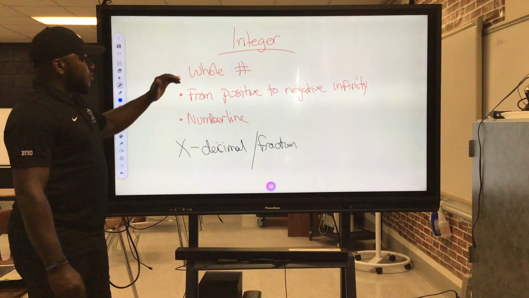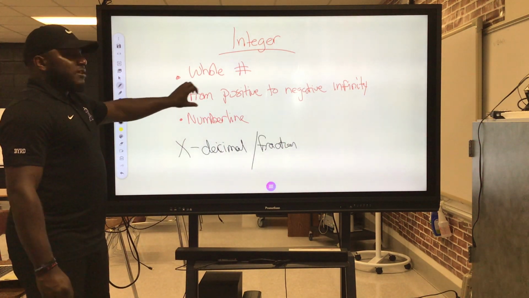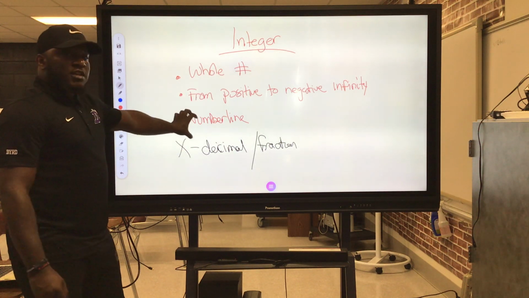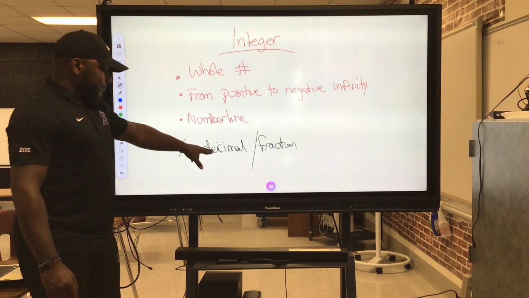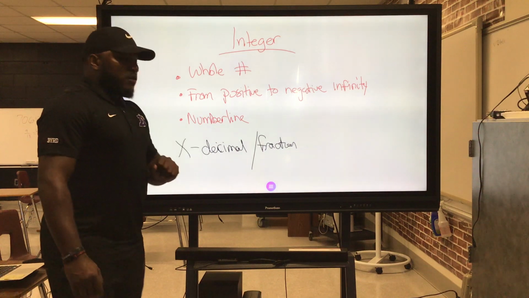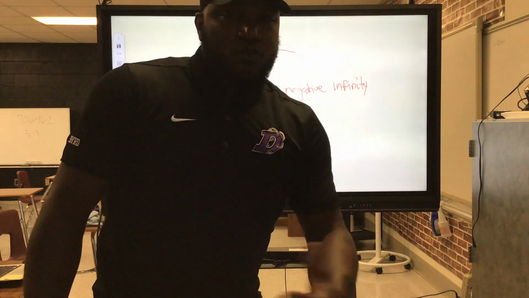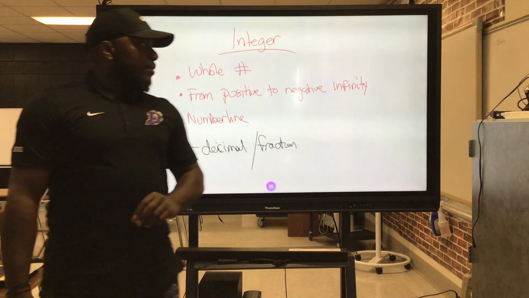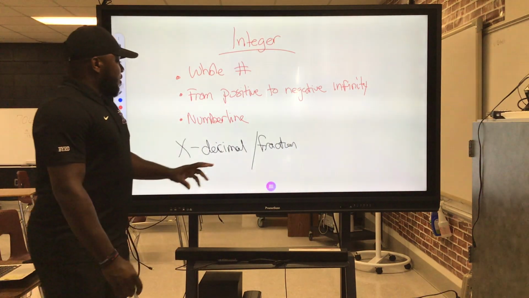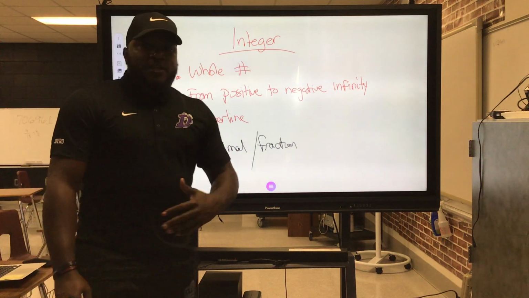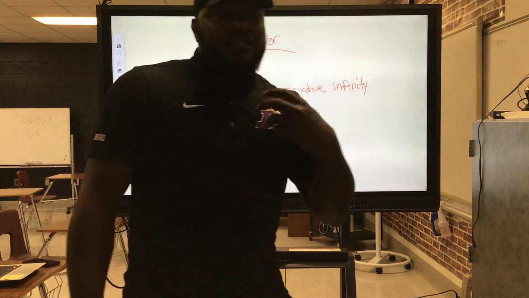All right, so an integer is a set of whole numbers from positive to negative infinity. You represent integers on the number line. Do not confuse it with a decimal or a fraction, because decimals and fractions are not whole numbers. They are actual parts of a number. So let's continue to do that. So that's the end of this video. Hopefully you got a better understanding of what an integer is.